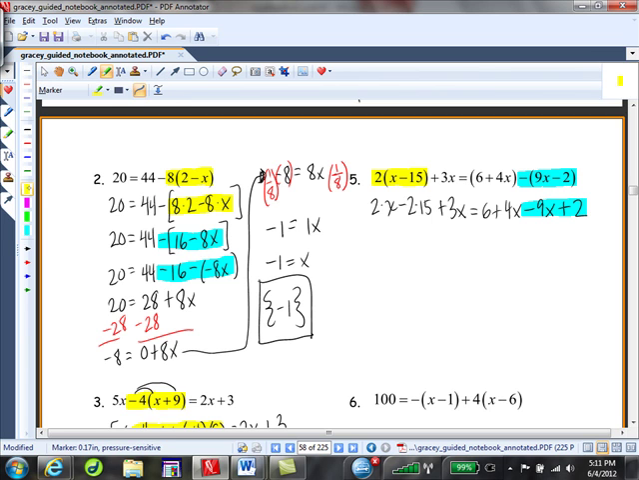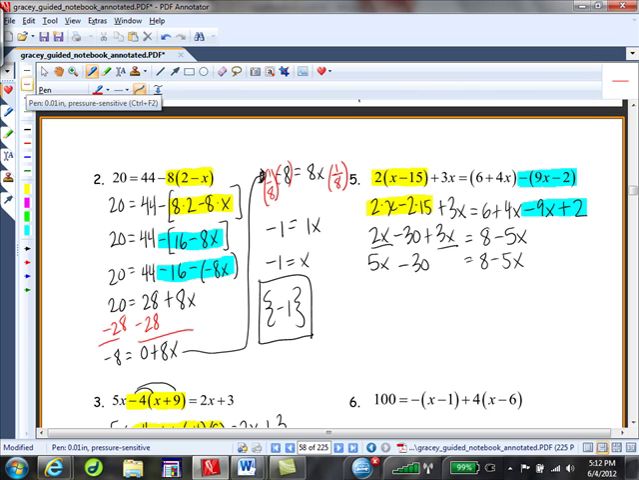And here was the equivalence for the yellow. So this will give us 2x minus 30 plus 3x is equal to, the 6 and the 2 can combine to be 8. 4x minus 9x is negative 5x. So we'll have 5x's combining the 2x and the 3x, minus 30 is equal to 8 minus 5x.